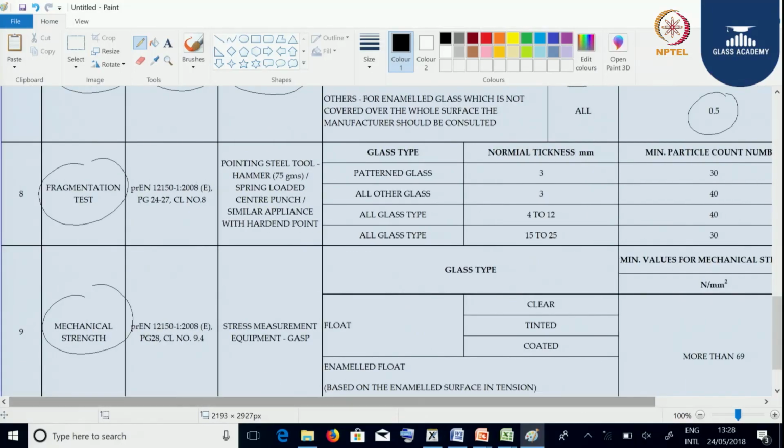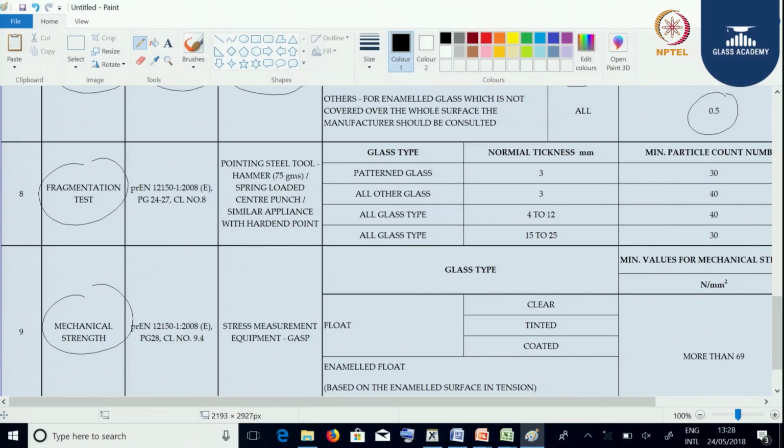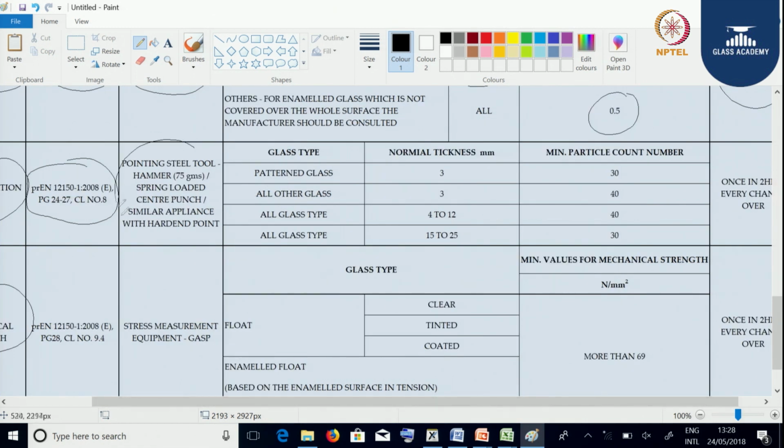Now let us understand the fragmentation concepts of the toughened glass. The standard that we follow is EN 12150. In order to do the destructive method of testing, that is the fragmentation, the tools that we use are a pointed steel tool, a hammer weighing 75 grams or a spring-loaded center punch, or a similar appliance with a hardened point.